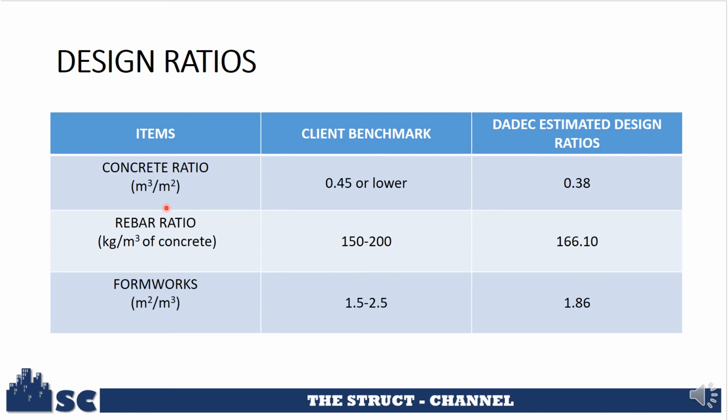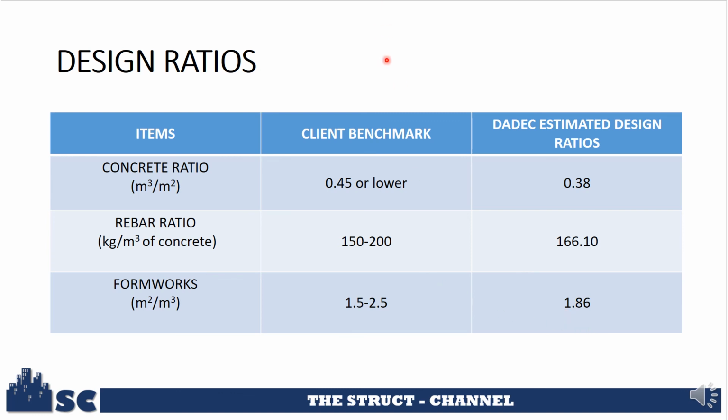And for the rebar ratio, the client benchmark is 150 to 200 kilogram per cubic meter of concrete. In this project, we were able to generate 166.10, so it's between 150 to 200 kilogram per cubic meter. For the form system, the client benchmark is 1.5 to 2.5 square meter per cubic meter, and we were able to get 1.86 square meter per cubic meter of concrete.